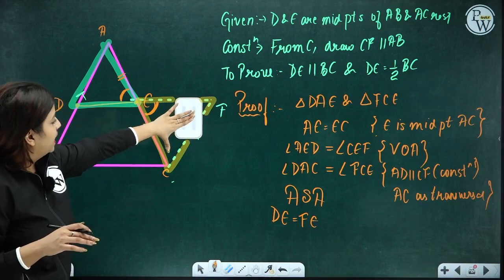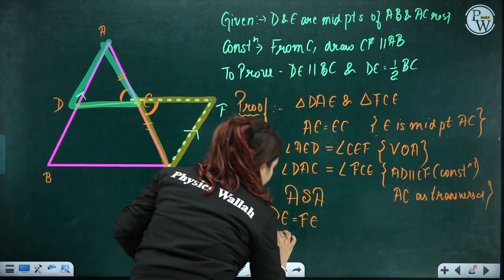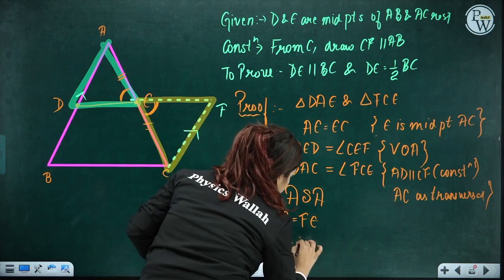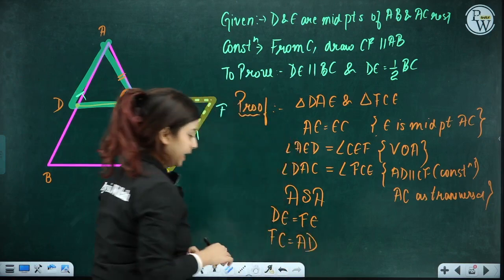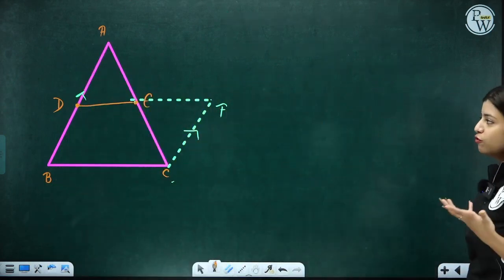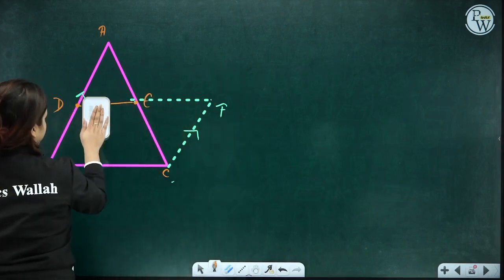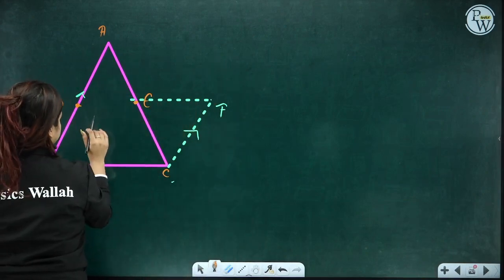Also we can say that FC is equal to AD. This FC is also equal to AD. We can say that by CPCT. Now let's move to the next part. Now what is the next part over here, students? Just give me a second.